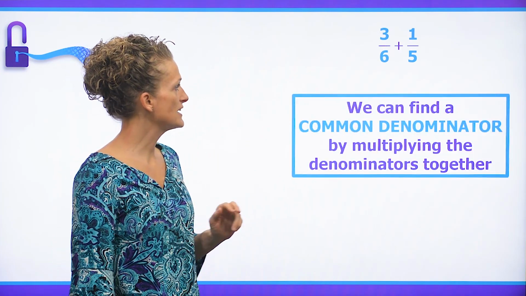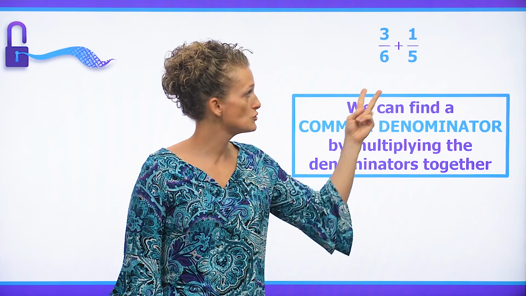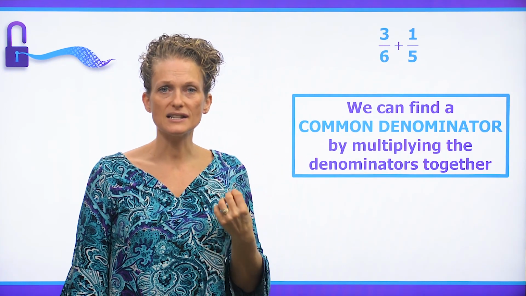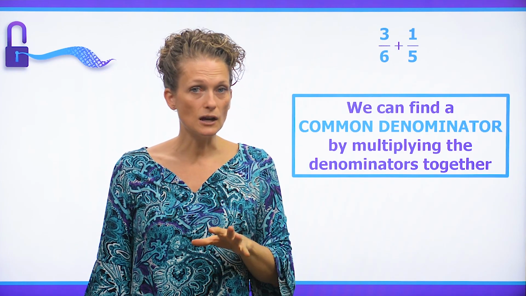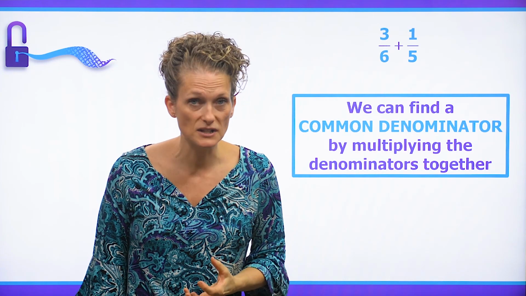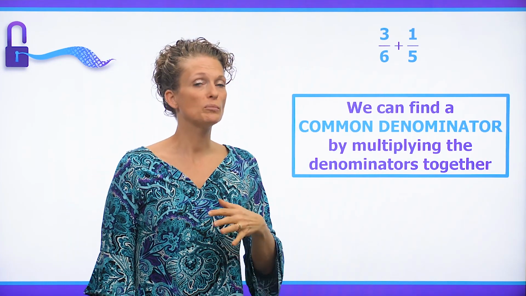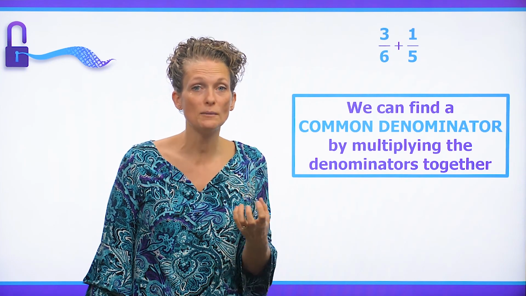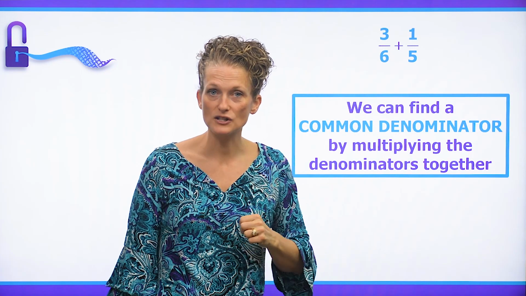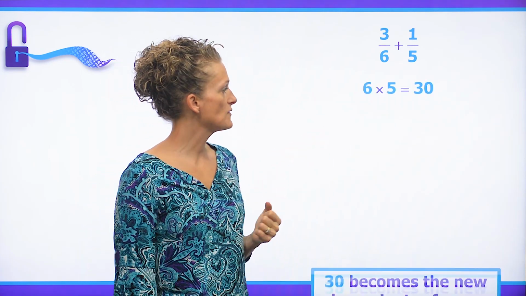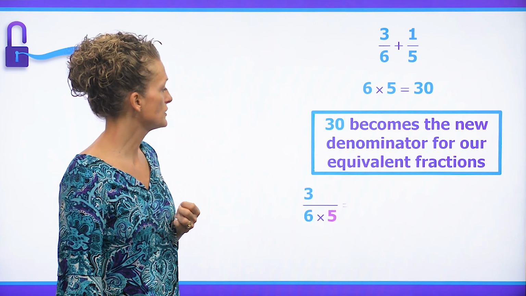Now we can find a common denominator by simply multiplying the two denominators together. In the previous lesson, we mentioned common denominators and lowest common denominators. If you find the lowest common denominator, then you will have less simplifying to do. But if you just want a common denominator, you can always simply multiply the denominators together. So 6 times 5 is 30, so 30 becomes our new denominator for equivalent fractions.